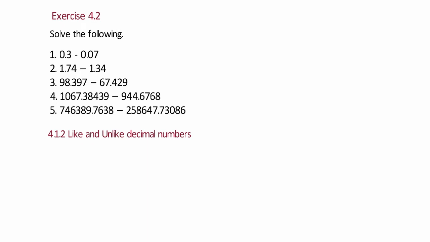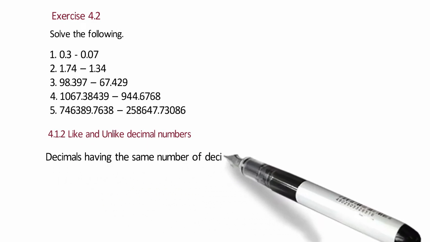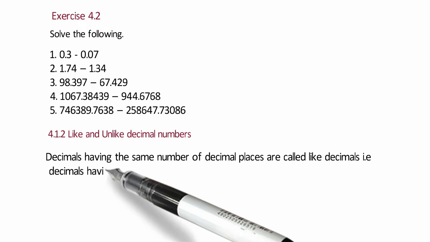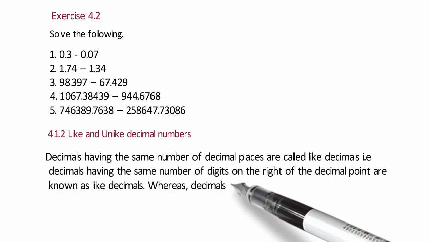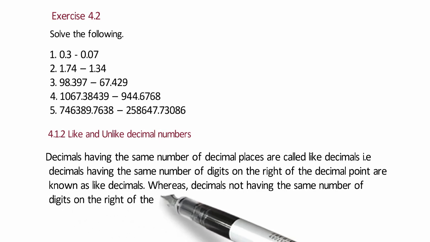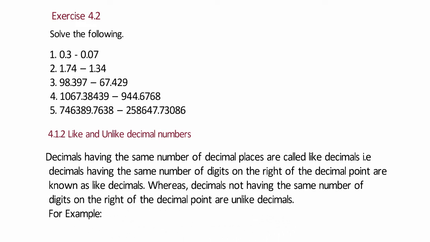Like and unlike decimal numbers. Decimals having the same number of decimal places are called like decimals. Decimals having the same number of digits on the right of the decimal point are known as like decimals, whereas decimals not having the same number of digits on the right of the decimal point are unlike decimals.